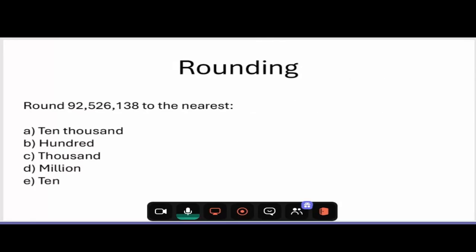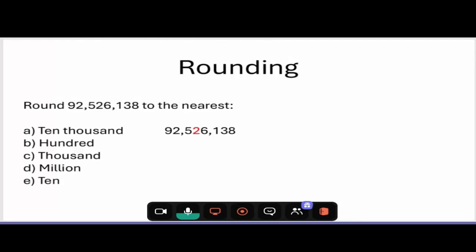All right, rounding, I think our final topic here. So we're going to take this number, 92,526,138. You could put that in your place value column if you wanted to. You could write it in expanded form if you wanted to. What we want to do is round it first to the nearest 10,000. Ones, tens, hundreds, thousands, 10,000. So it's that 2 we're looking at.